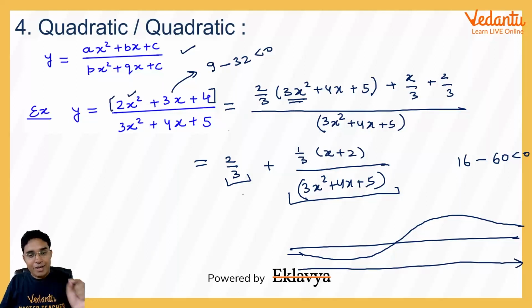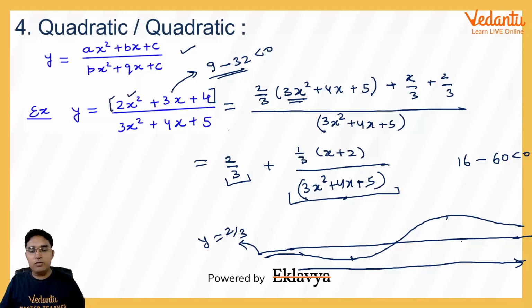Because you have raised this graph by 2 by 3 of this linear upon quadratic, and because this numerator also is not having any real root, this x-axis should be such that it should not intersect this graph at all. So you just have to raise the graph and you will get the answer. This graph will actually correspond to y is equal to 2 by 3. Now getting minima and maxima, you will be able to find the range.